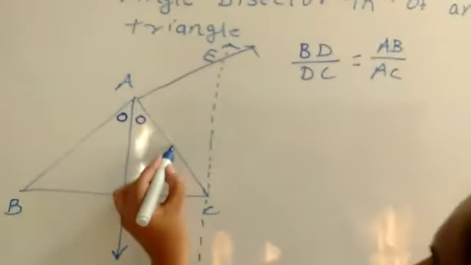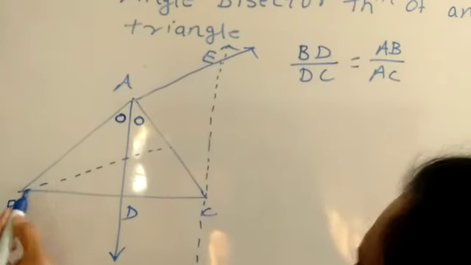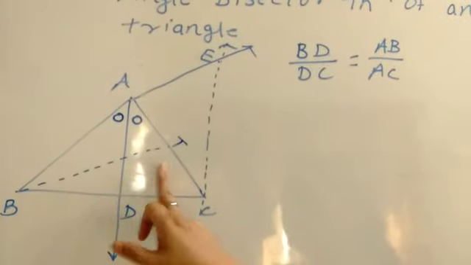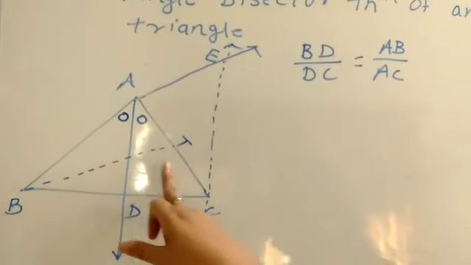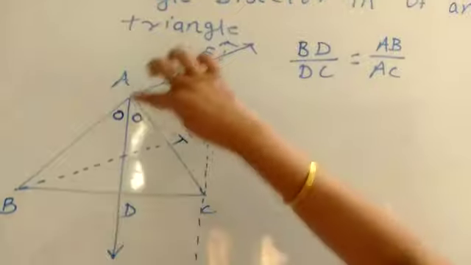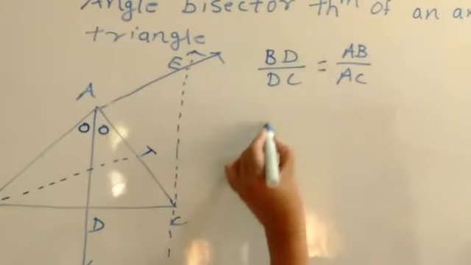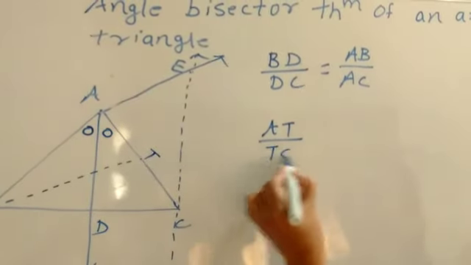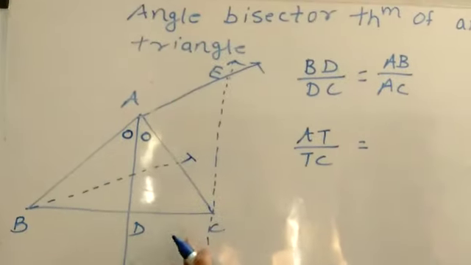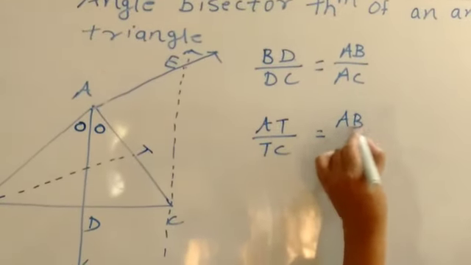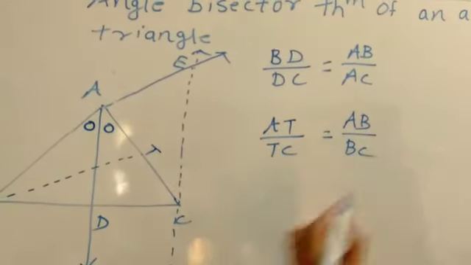For example, suppose I am taking here BT. BT is the angle bisector. Then side opposite to angle B is AC. So AC will be divided in the proportion of the remaining two sides. Remaining two sides means AB upon BC.